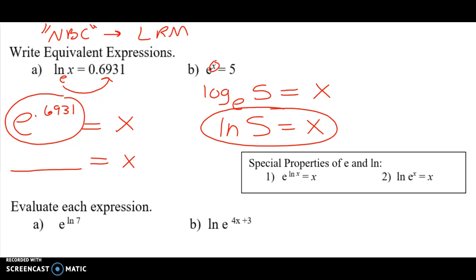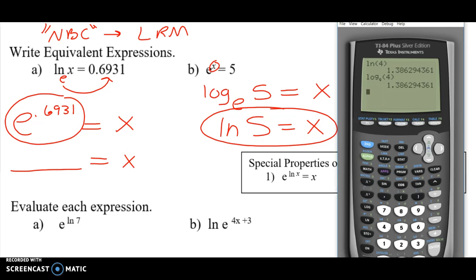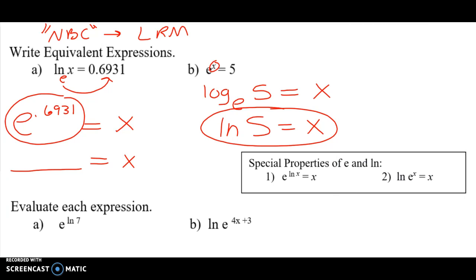And usually, a test like the ACT won't give you decimals. So yes, natural log of 5, we could throw that into our calculator. ln of 5 is 1.609-ish. But usually a test like the ACT will keep it in this form. They'll just call it natural log of 5. That's prettier than that never-ending ugly decimal. Okay.